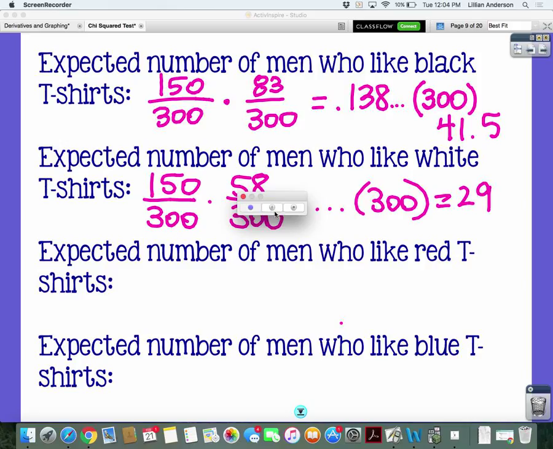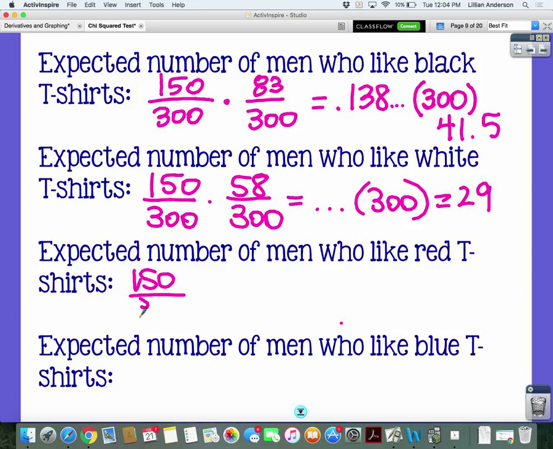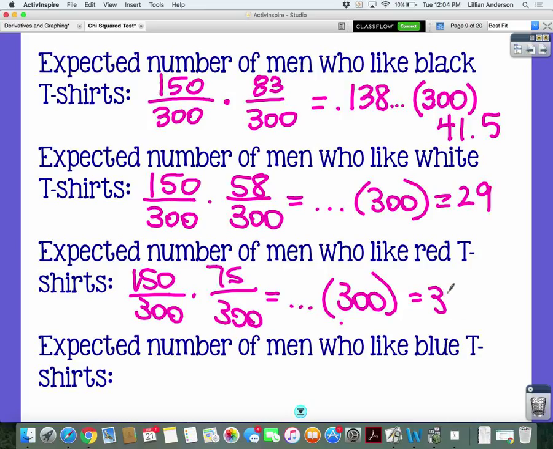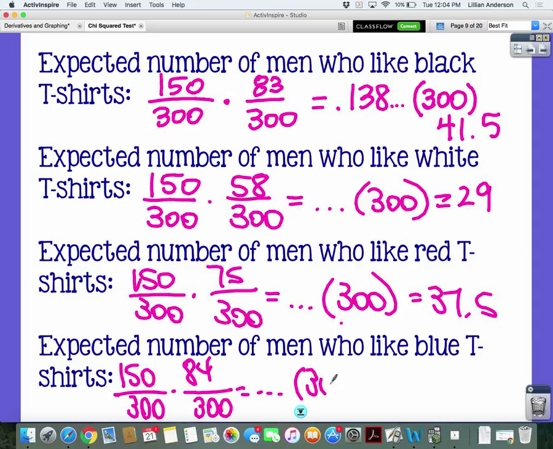Alright, so the number of men who like red t-shirts, you did 150 divided by 300 times 75 over 300, and then took that answer and multiplied it by 300 to get 37.5. And lastly, for the number of men who like blue t-shirts, that is 150 divided by 300 times 84 over 300. You take that number and multiply by 300 and you get 42.